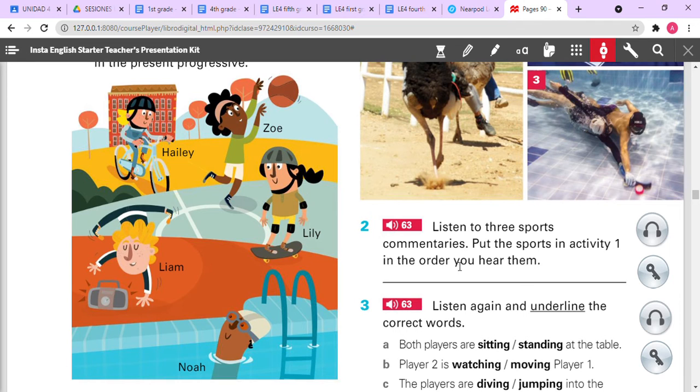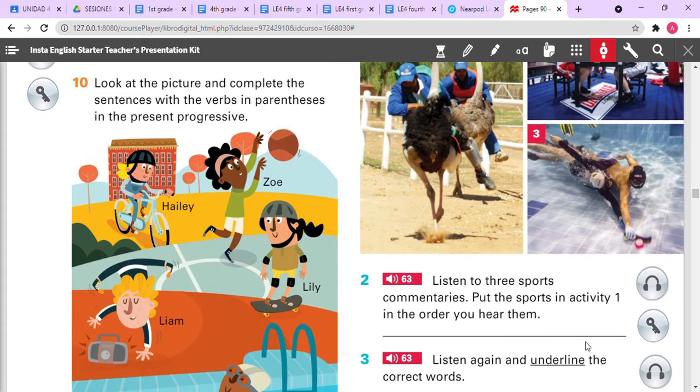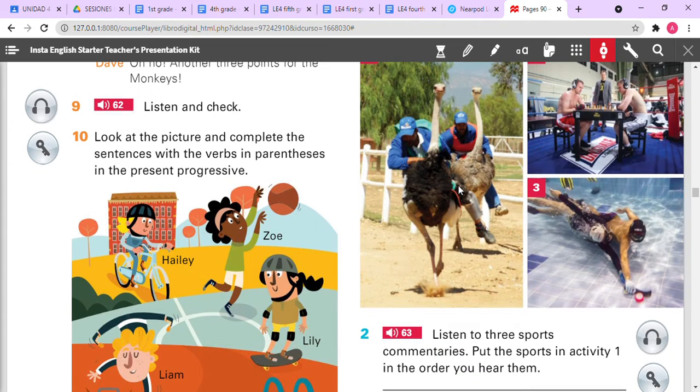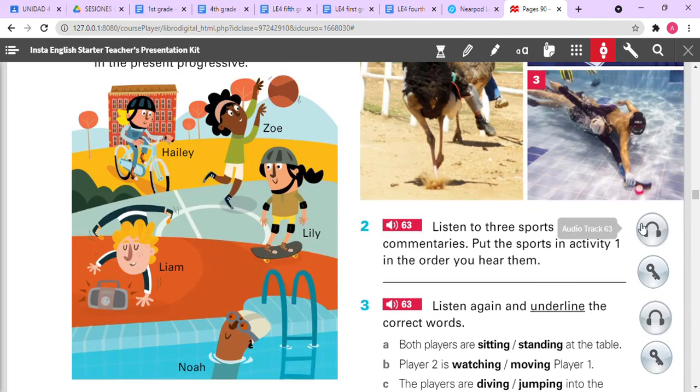Listen to 3 sports commentaries. Put the sports in activity 1 in the order you hear them. So here you know that this is ostrich racing, this is chess boxing, and this is underwater hockey. That is excellent, but in this part you're going to listen to 3 commentaries and you need to put the sport or the activity in the order you hear them. For example, number 1 is this one, chess boxing, that is correct. If this is number 2 or number 3, I don't know. The idea is to listen and put them in the right order. Pay attention to the audio, okay?